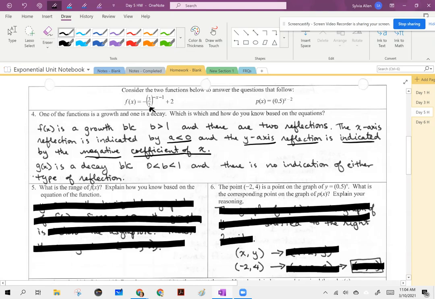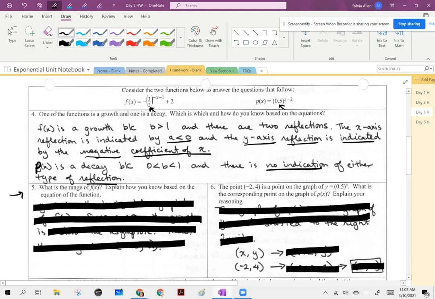So this should be p of x. P of x is decay because b is between 0 and 1, and there are no reflections. All right, so let's take a look at number 5.